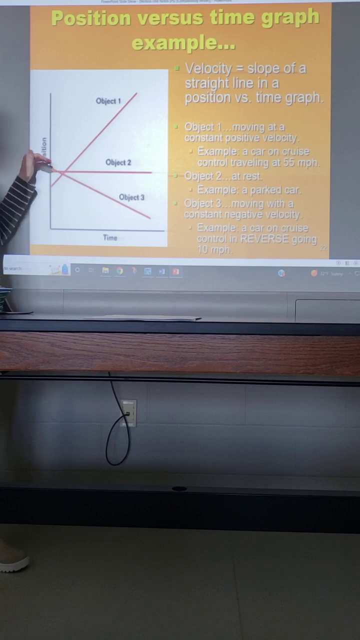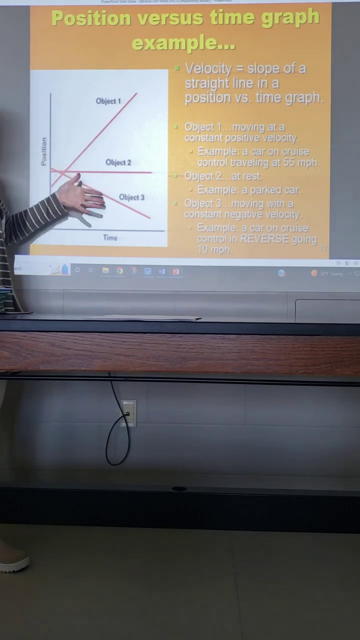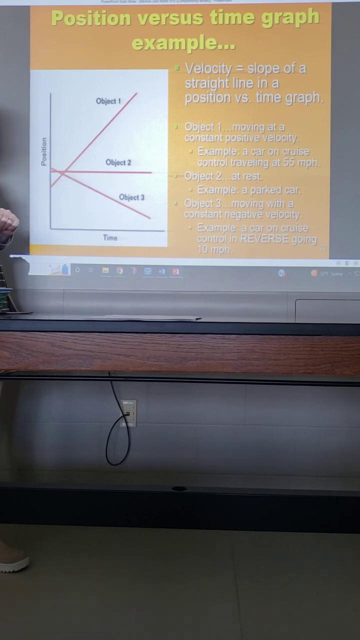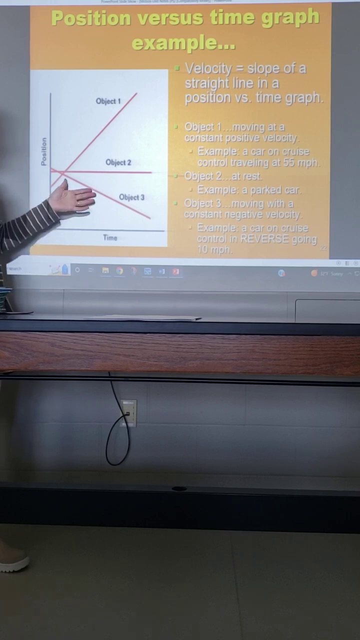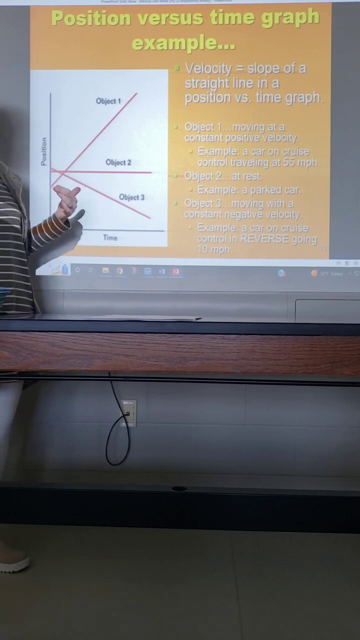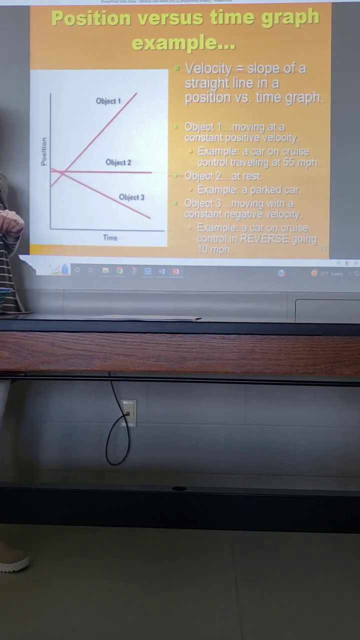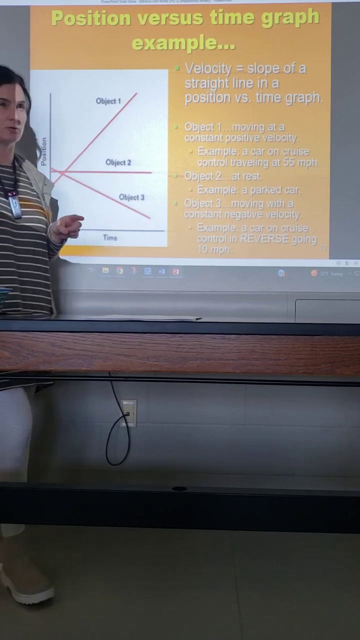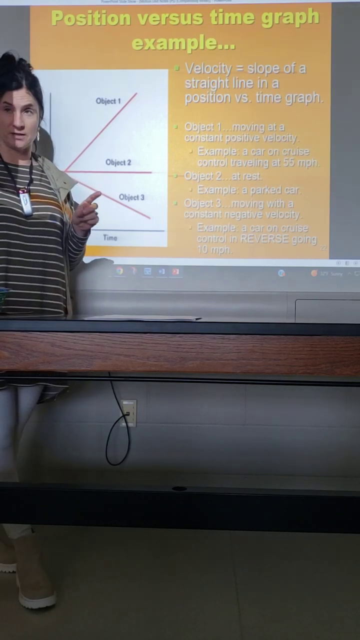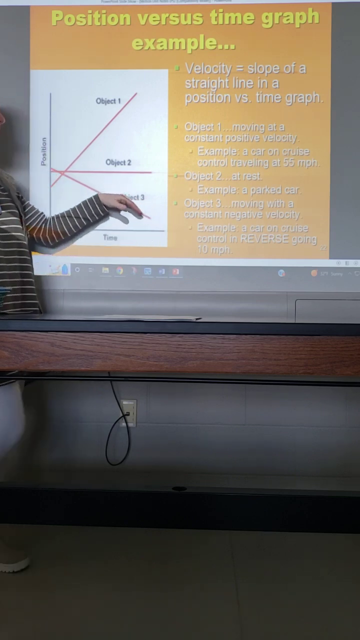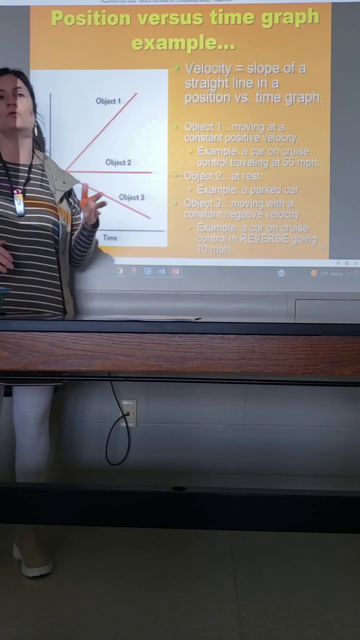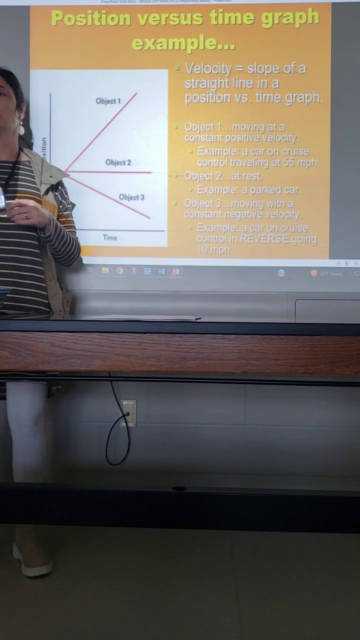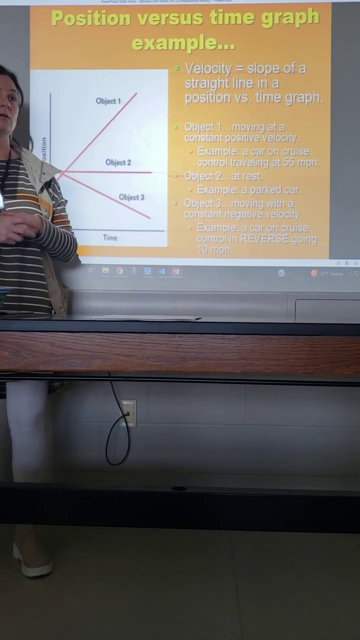Object 3, still constant velocity because it's a straight line, but I know it's a negative velocity because it is a negative slope, it is pointing downward. And so this would be like a car maybe even going in reverse at 10 miles per hour on cruise control, which I don't know if you can set the cruise in reverse. I don't know if that's actually possible, but this is what this could be showing. This could also be showing the car moving west, down, south, left, or that reverse type motion, okay?